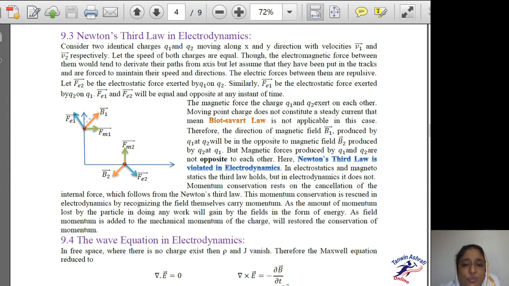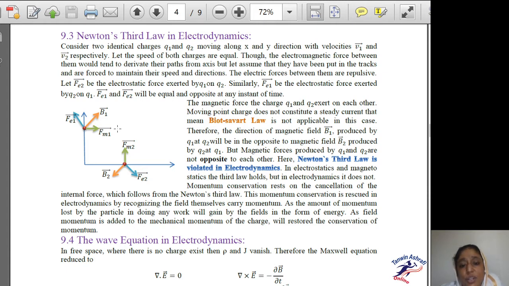Therefore, the direction of the magnetic field B1 produced by Q1 at Q2 will be opposite to the magnetic field produced by Q2 at Q1. But the magnetic forces produced by these two are not opposed to each other. And here Newton's third law is violated in electrodynamics. In electrostatics and in magnetostatics, the third law holds. But in electrodynamics, it does not.